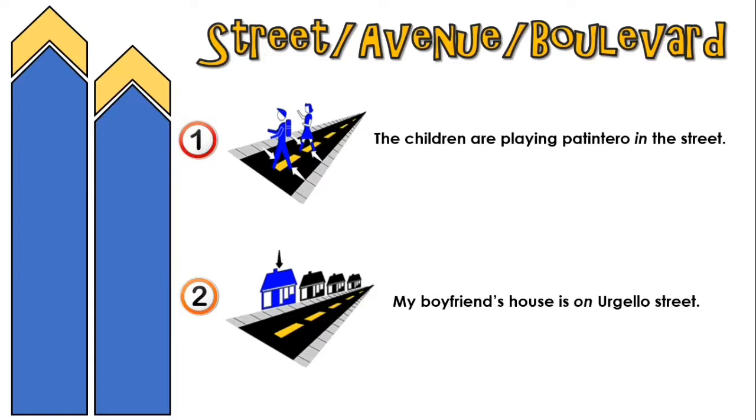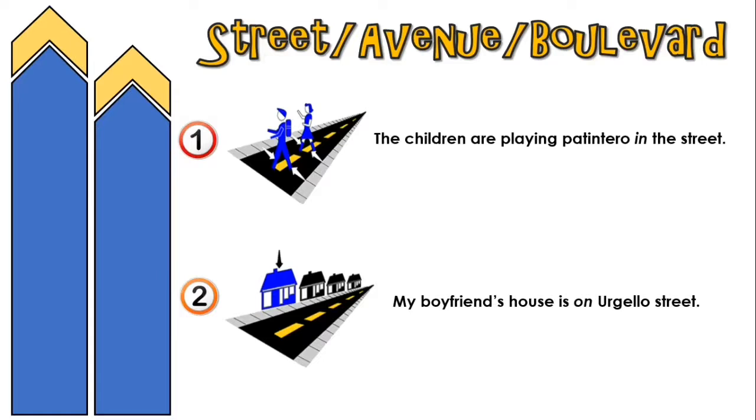However, in the other example, we use the preposition on if it is not specified which part of the street the object is situated. For example, the boyfriend's house is on Orhelio Street, so it's either on the left or the right sidewalk. But if it is specific, for example, 324 Orhelio Street, we will not be using the preposition on, but instead we use the preposition at because that is already an address.